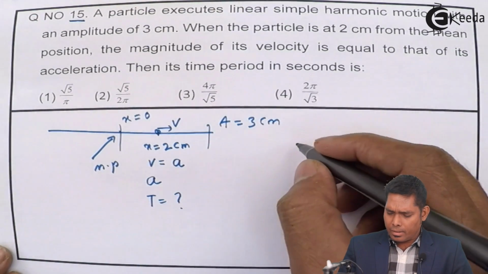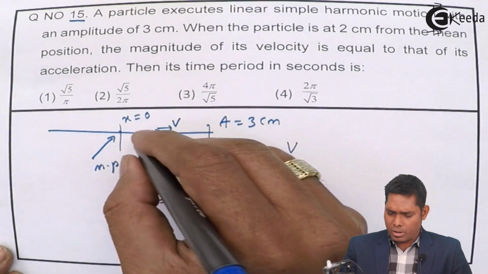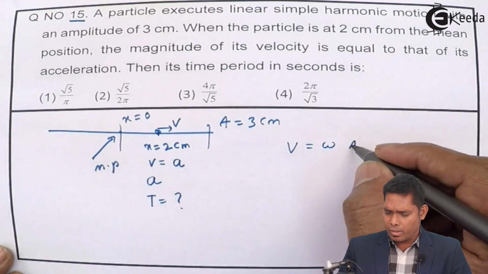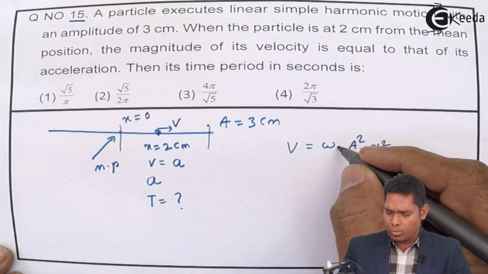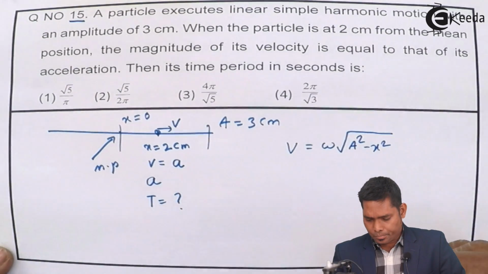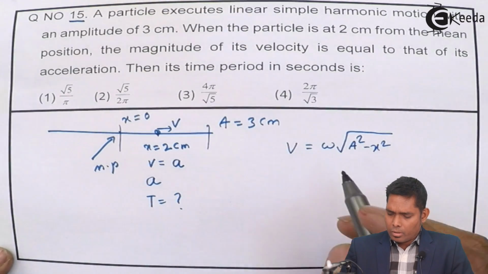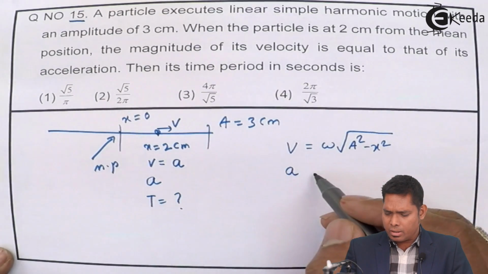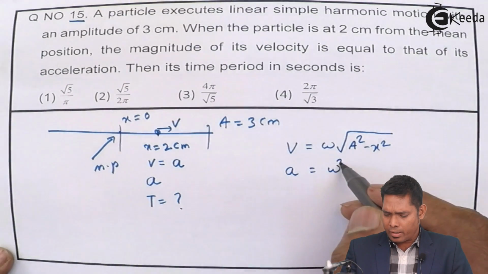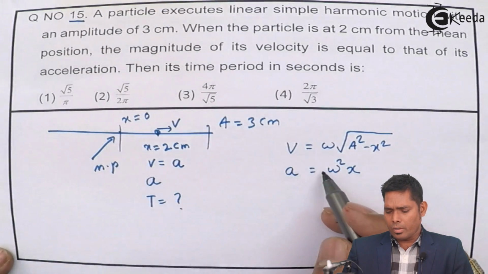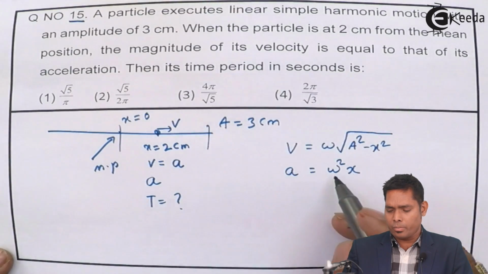We know that v at position x equals omega root of a square minus x square. This is the formula for velocity at the position x. Now the acceleration is omega square x in terms of magnitude. In terms of direction it is negative, but in terms of magnitude it is omega square x.